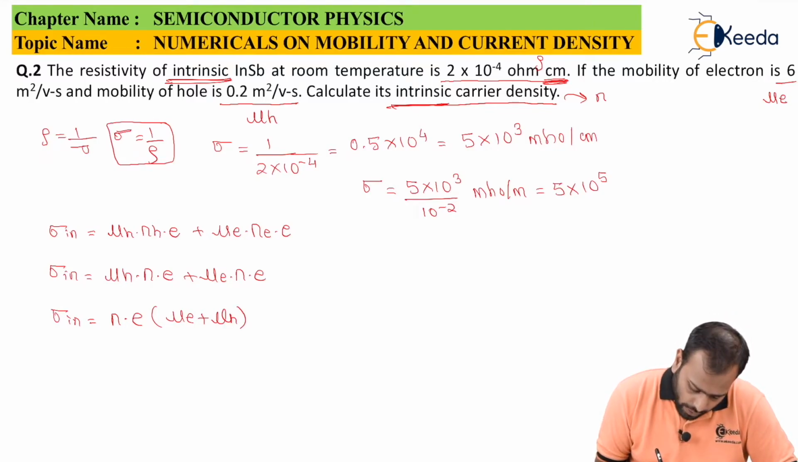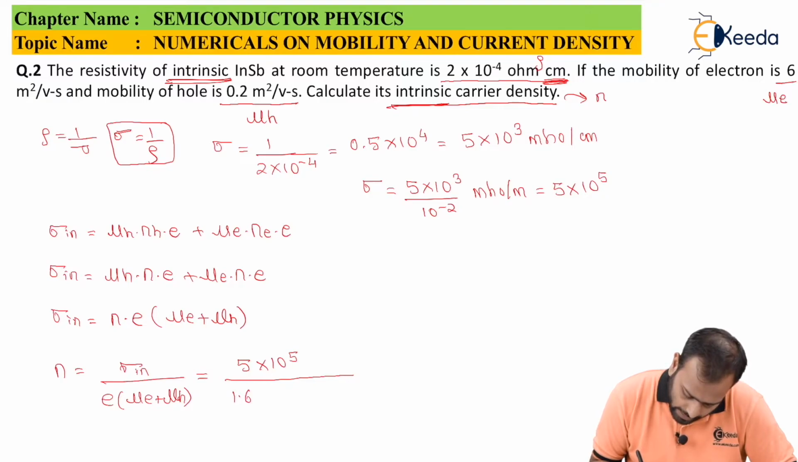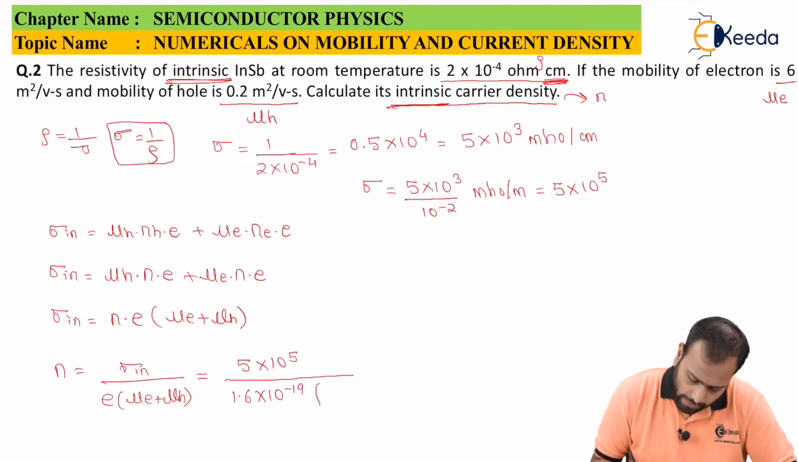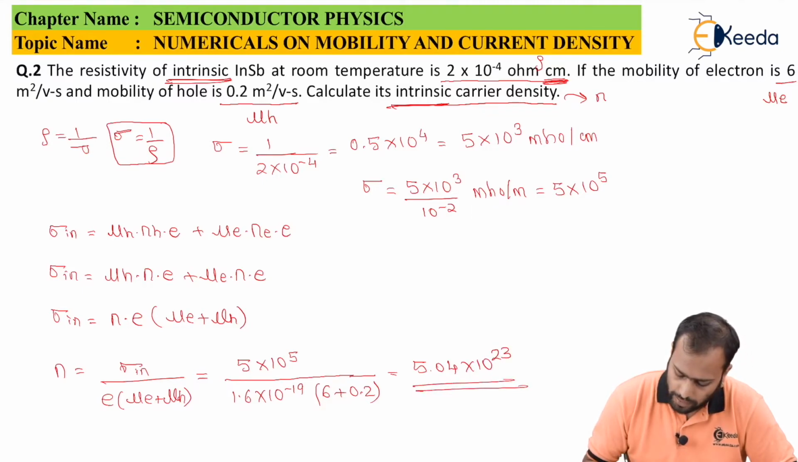Plug in the values again, so I'll be getting the value of n as sigma i divided by e into mu e plus mu h. Sigma i, I can write the value as 5 into 10 to the power 5, divided by 1.6 into 10 to the power minus 19 times the sum of mu e and mu h, which is 6 plus 0.2. On solving, you'll get the value of n as 5.04 into 10 to the power 23. This is the required answer.